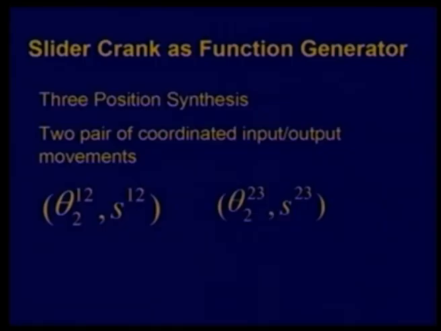That means we have to design a slider crank such that the crank rotation theta 2 from position 1 to 2, that is theta 2, 1, 2, must generate a slider displacement in a particular direction. We shall take it to be horizontal, say S1, 2. So this pair is prescribed, theta 2, 1, 2 must generate S1, 2. Similarly, theta 2, 2, 3, that is from the second to the third position, must generate slider displacement S2, 3. So these 2 pair of coordinated input-output movements are prescribed, and we have to design the required slider crank mechanism.